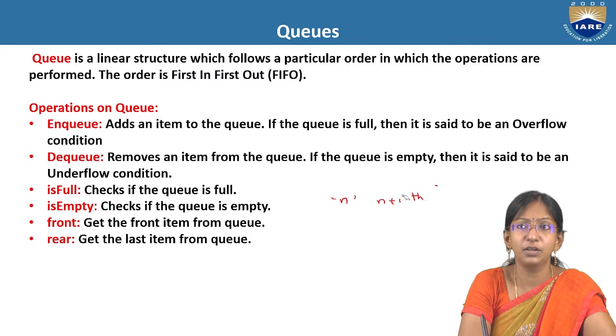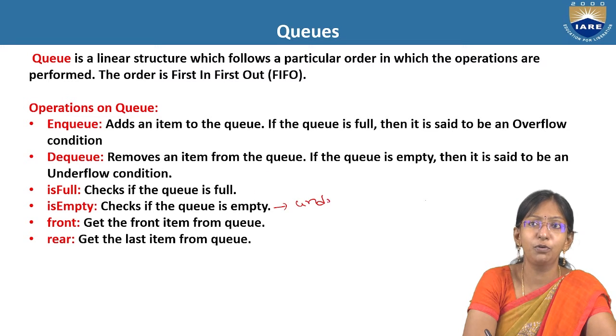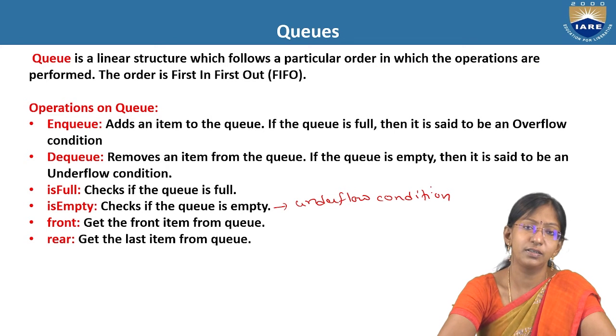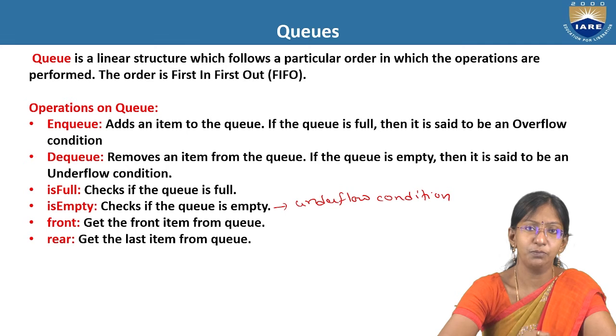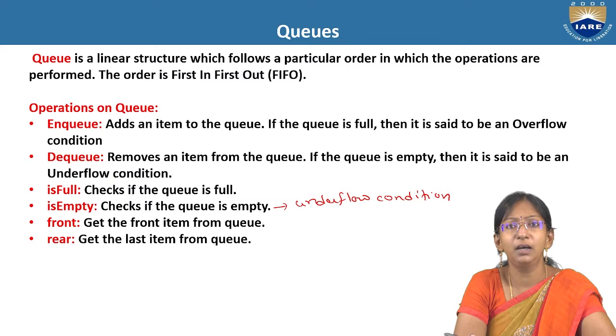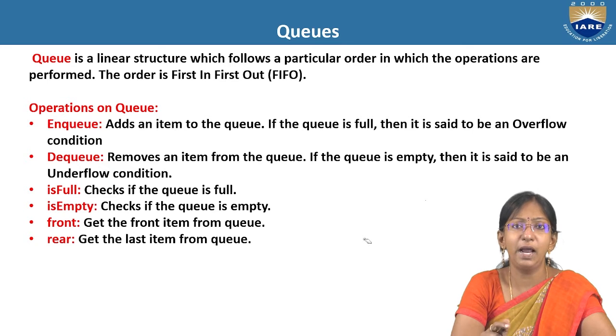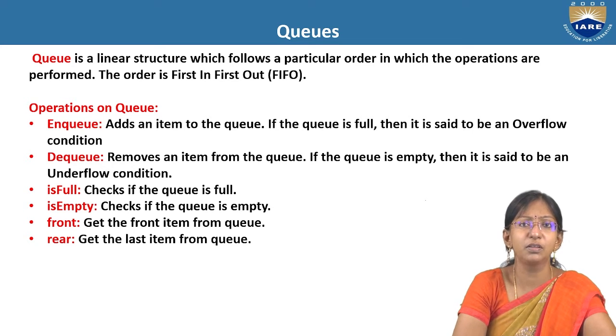The next operation is isEmpty. It is a function which works on the underflow condition. What is this underflow condition? If the queue is empty and you want to perform a dequeue operation, how can you remove an element from a queue which is already empty? Then we say that the underflow condition has been reached, and thereby isEmpty is true. It says that the queue is empty. These are the two conditions which the functions isFull and isEmpty use, and these two functions are used for enqueue and dequeue operations respectively.